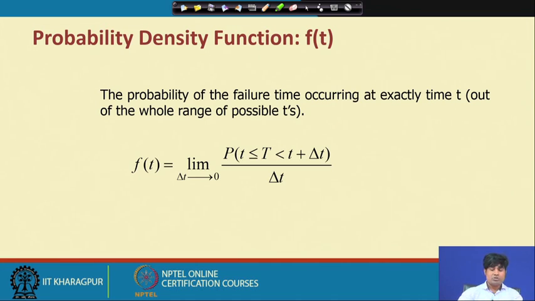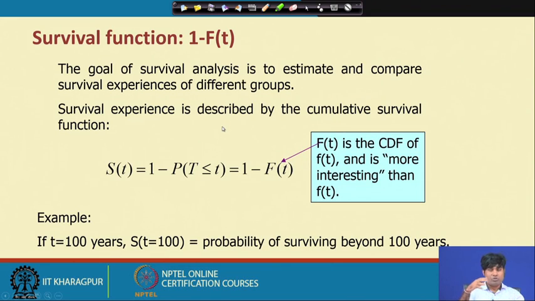So, the function will be, with respect to the limit as delta t equals 0, the probability of t less than or equal to capital T and less than t plus delta t, divided by delta t. That is how we have to create the data structure, or data transformation or data restructuring, with respect to this function, so far as survival analysis is concerned. And then the cumulative distribution function gives S(t) equal to 1 minus P(T less than or equal to t), that is what we call 1 minus F(t).